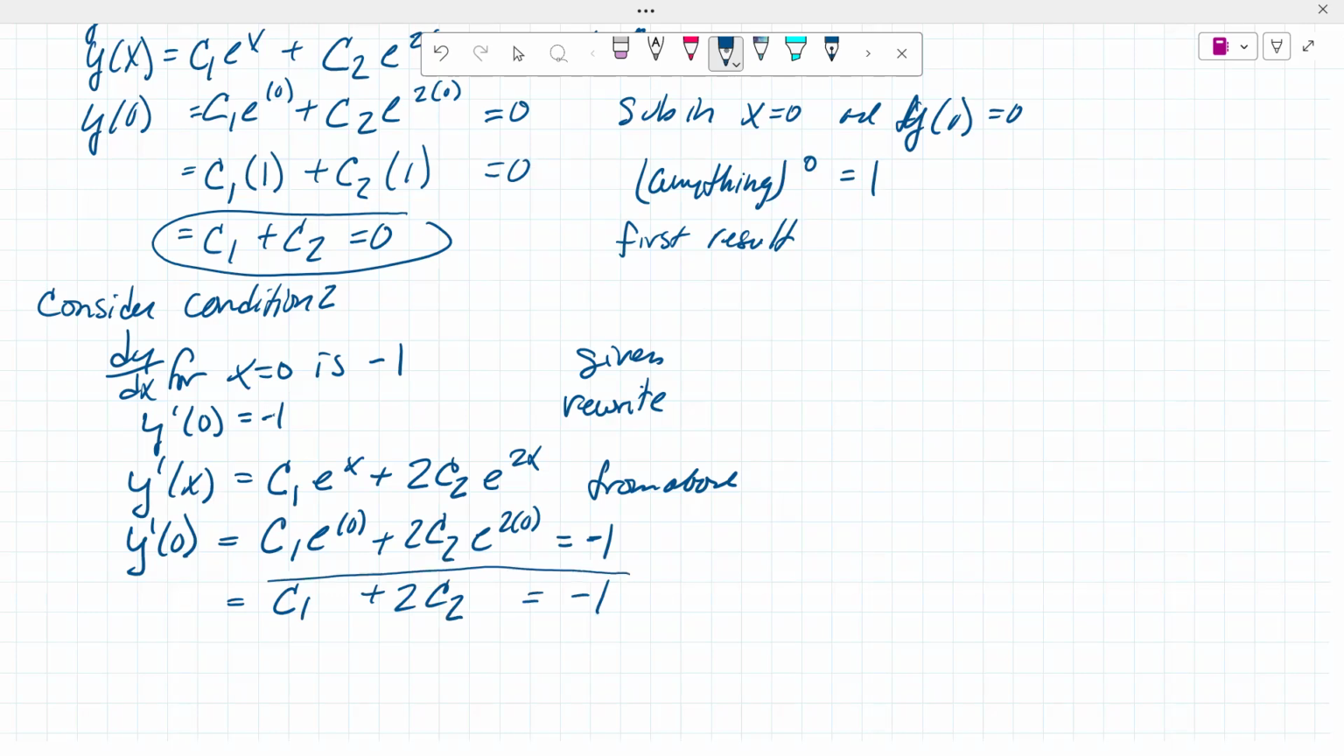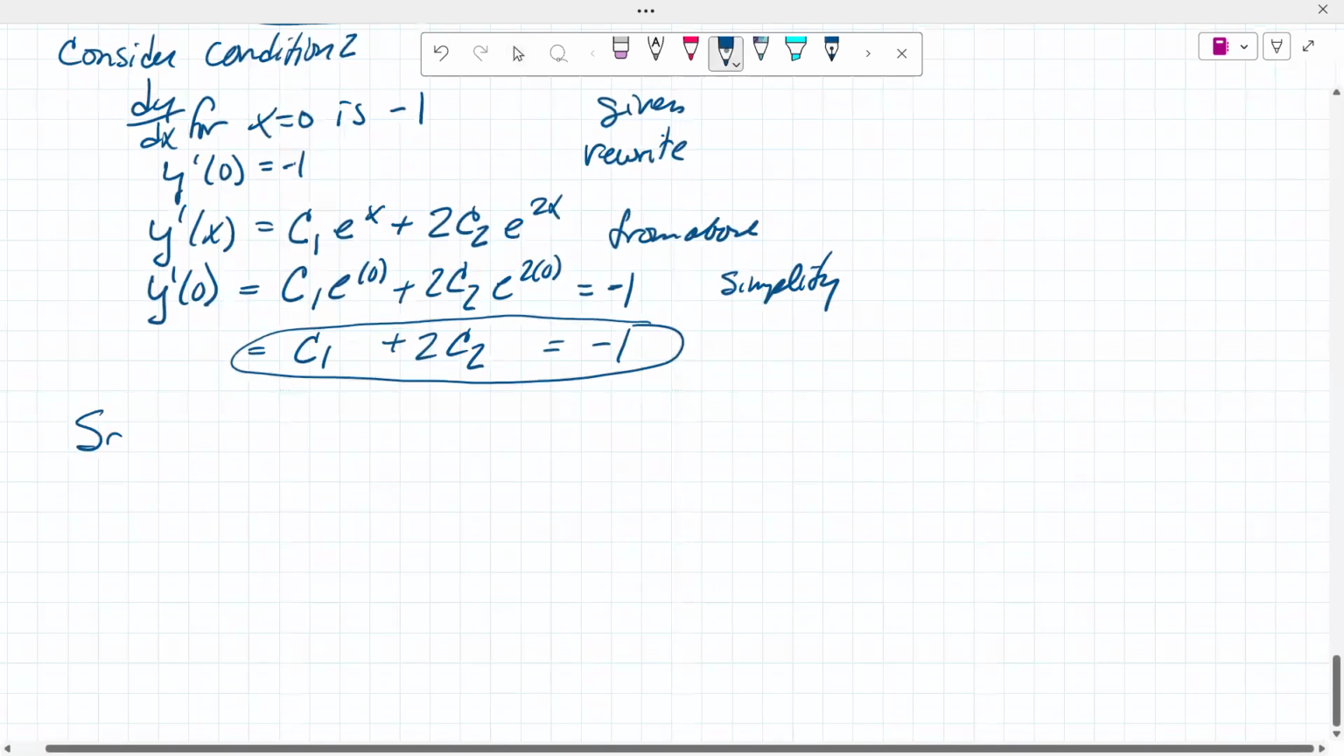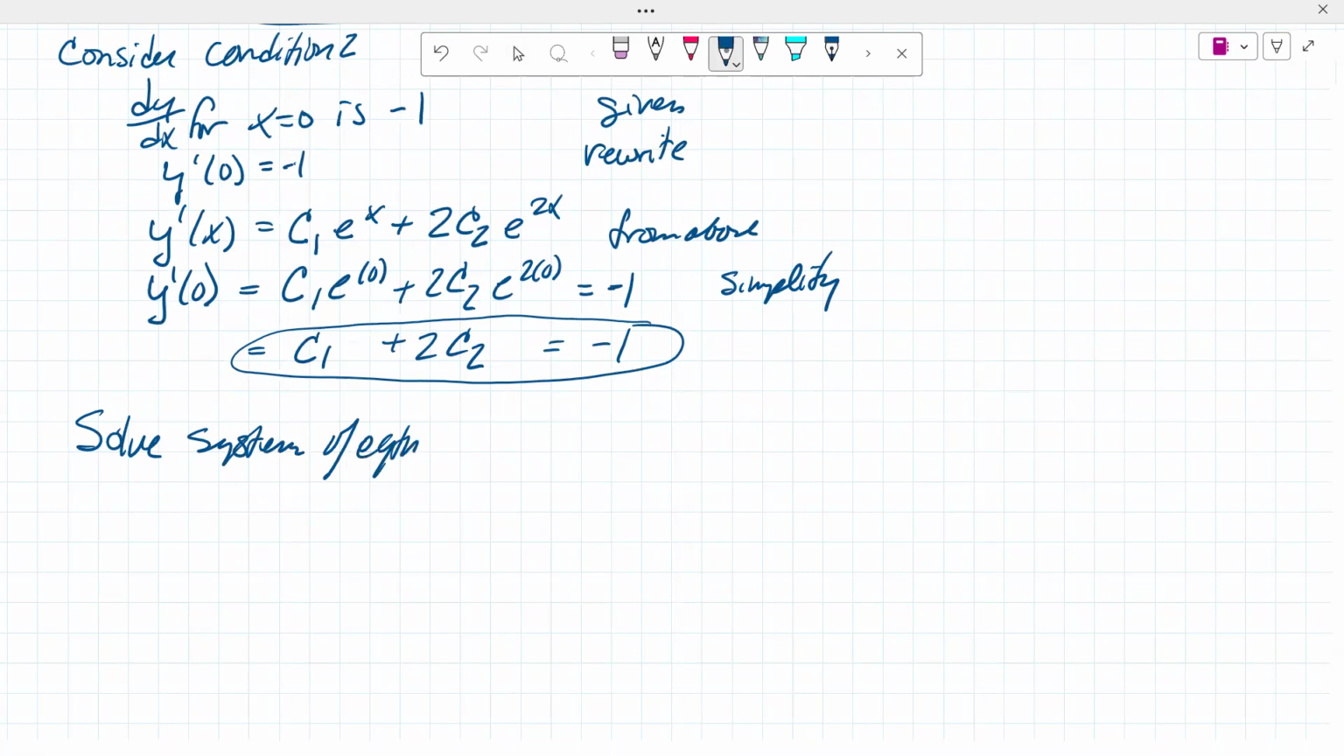All right, terrific. We have another one. We got two equations, two variables. So we now solve the system of equations from algebra. So we got C1 plus C2 equals 0, and we got C1 plus 2C2 equals -1, right? This is the system.